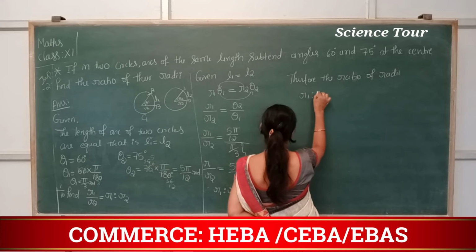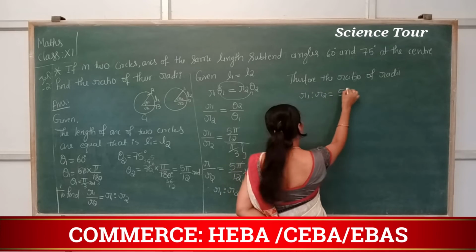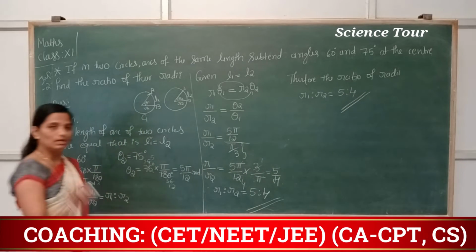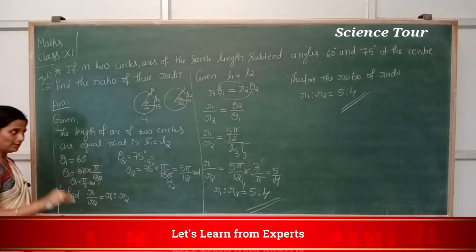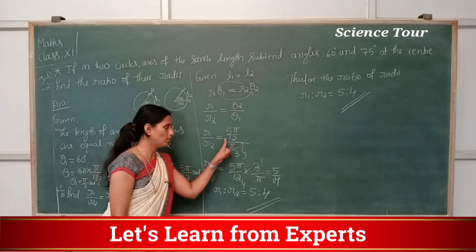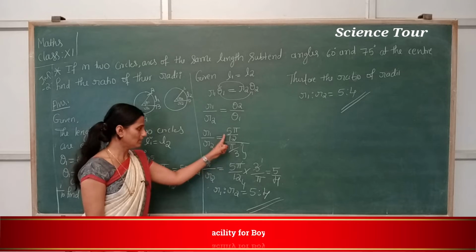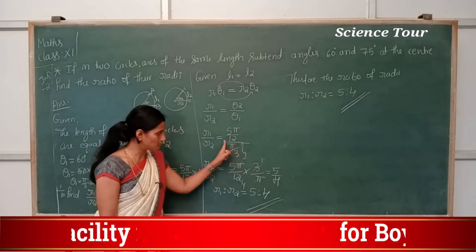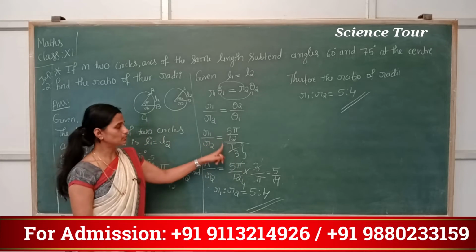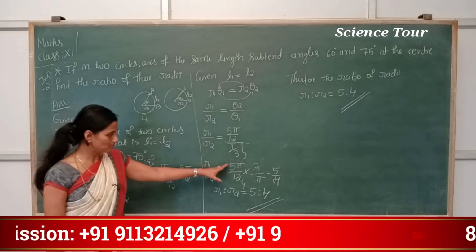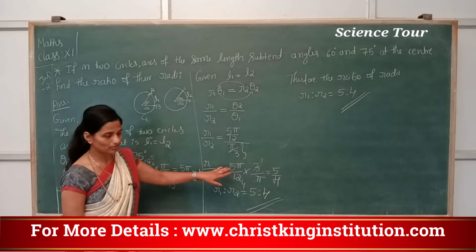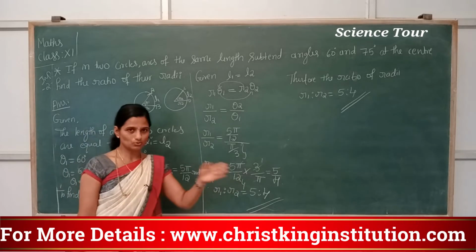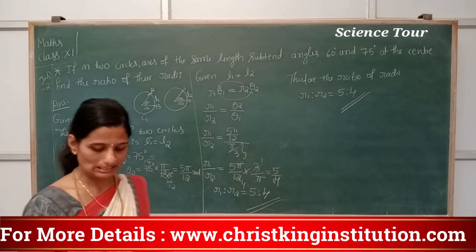r1 is to r2 is equal to 5 is to 4. This is a very important question for 2 marks. While doing the substitution, the substitution part is important. This simplification part is not necessary, you can directly write the answer 5 is to 4. But in any problem, the substitution part is very important. The simplification part you can skip, but here it is only one step, so better to do that. If it is 2 or 3 steps or lengthy steps, you can skip it.